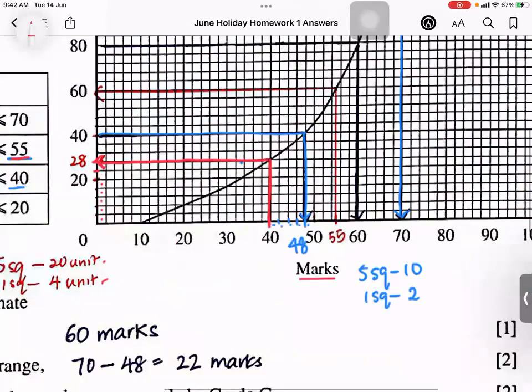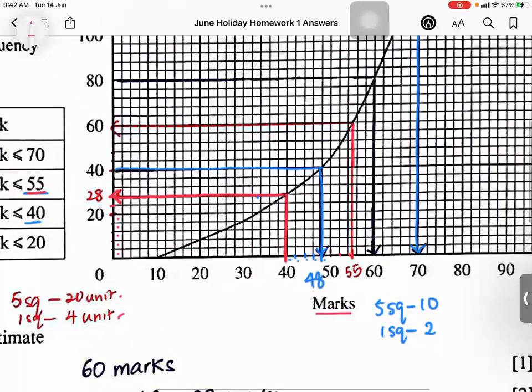So look for the next mark, 55. Draw across, and read for the number of people. It may or may not be in between the squares. You make your own judgment. So for me, I thought it looked like it's exactly on the line. And this number is 60.